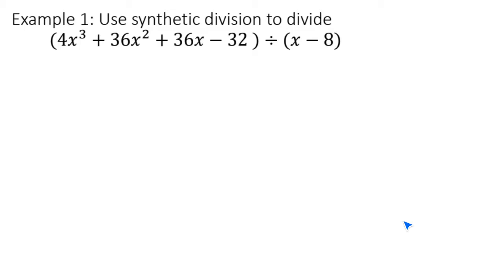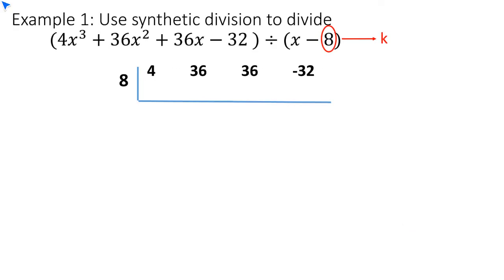Let's do synthetic division to do this one. Again, here my k value is going to be the 8. I have a degree 3 polynomial, I have a placement for all, and they're already in descending order. I have the cubic, quadratic, linear, and constant terms. So I do my little house. My k is my 8 value. My coefficients are 4, 36, 36, and negative 2.